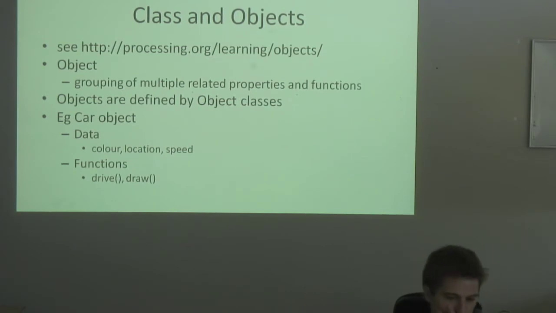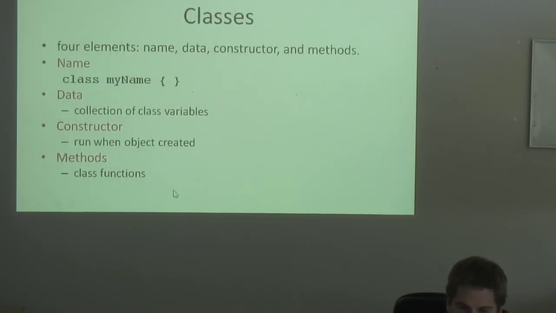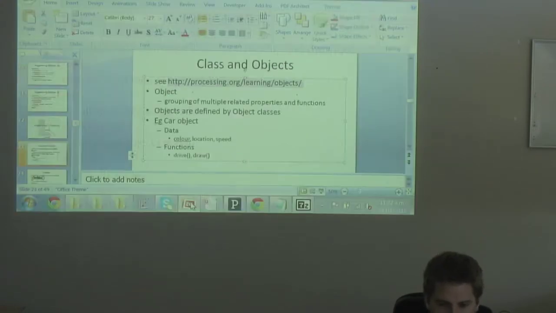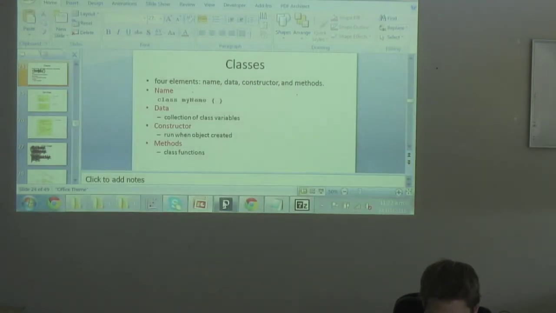So I've given the example of a car here, and it may have some properties or data such as its color, its location, its speed, and then we might have some functions like drive or draw. So classes have 4 elements. So we have a name.